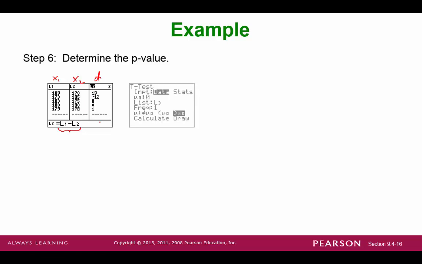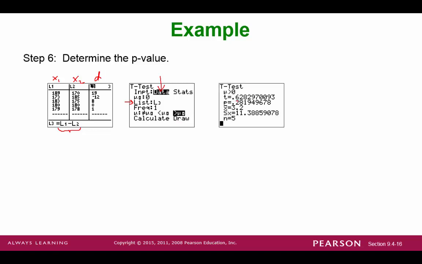Once you have the values for L3, you're going to go into the t-test, and then you will use data, because you have your data stored in your calculator. You will put 0 for your mu sub 0, because remember the difference that we're looking at between the two populations is 0. That's our null hypothesis. We're going to access our list 3. Frequency is going to be equal to 1. And in this particular problem, we were looking at a right tail test. And so we ask it to calculate, and then we will get our test statistic to be 0.628 that we saw earlier. And then now, more importantly, we get our p-value. So our p-value is 0.282.